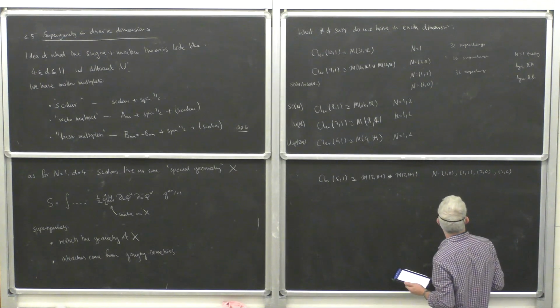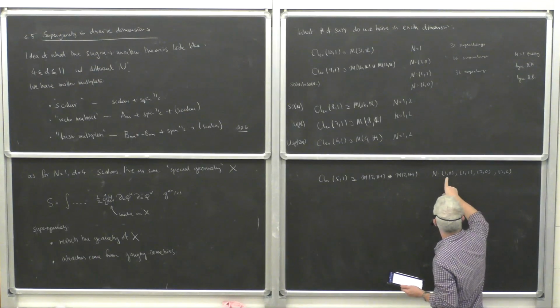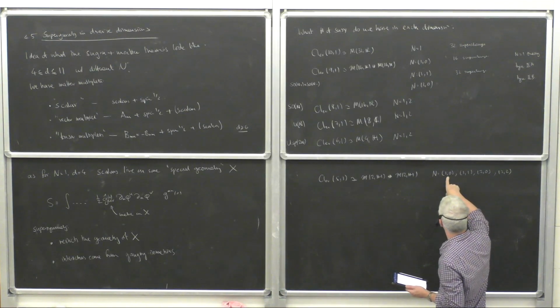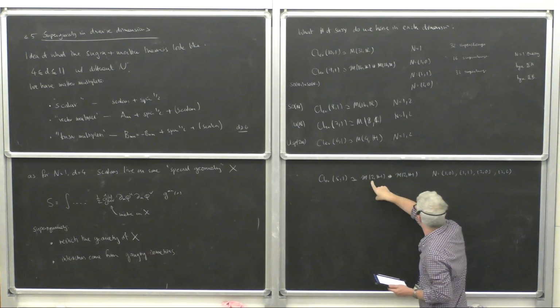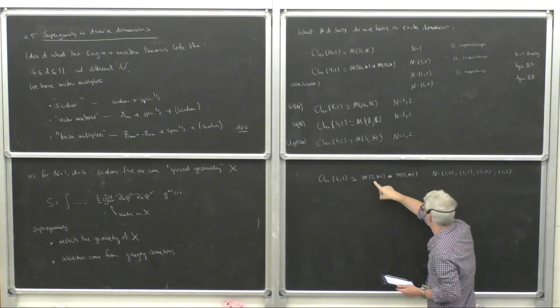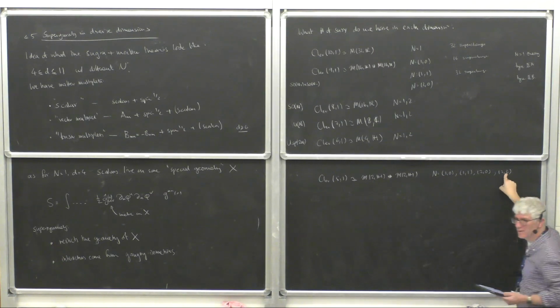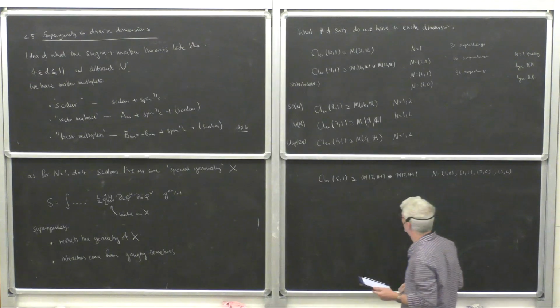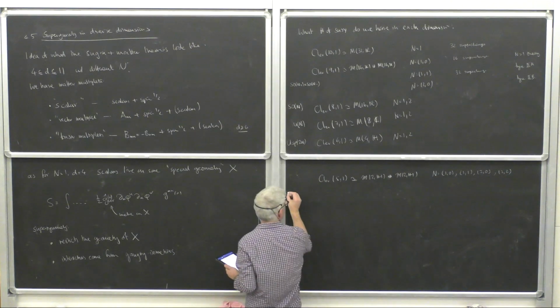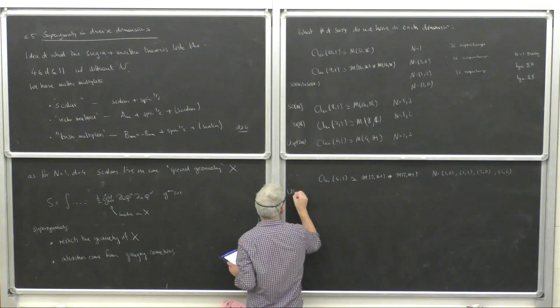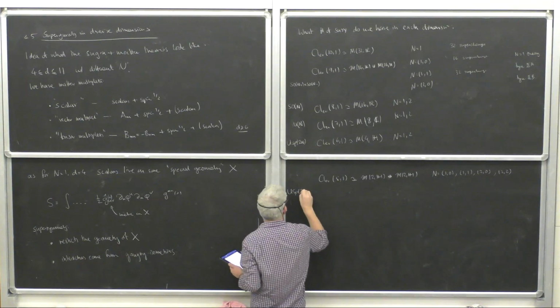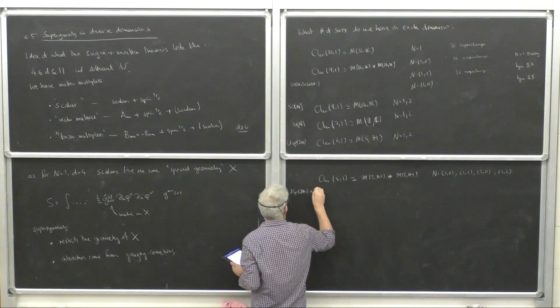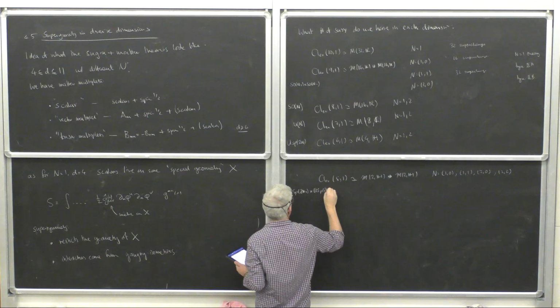And again, this is going to have 8 supercharges, because it's 2 times 4 is 8. And this one's going to have 32 supercharges. And the symmetry group now is going to be USp(2m+) times USp(2m-).